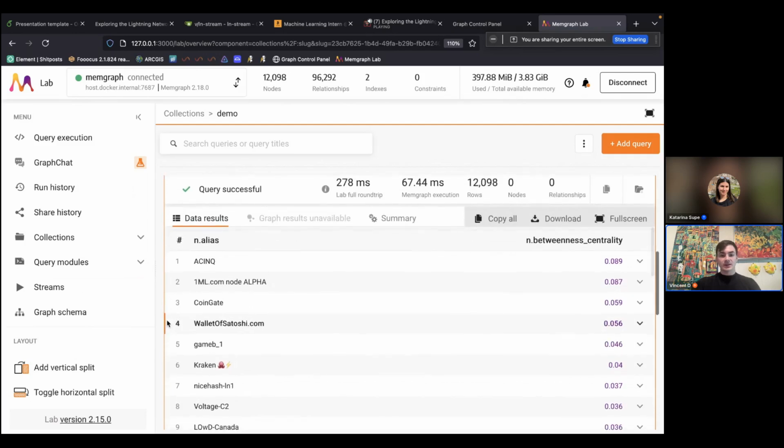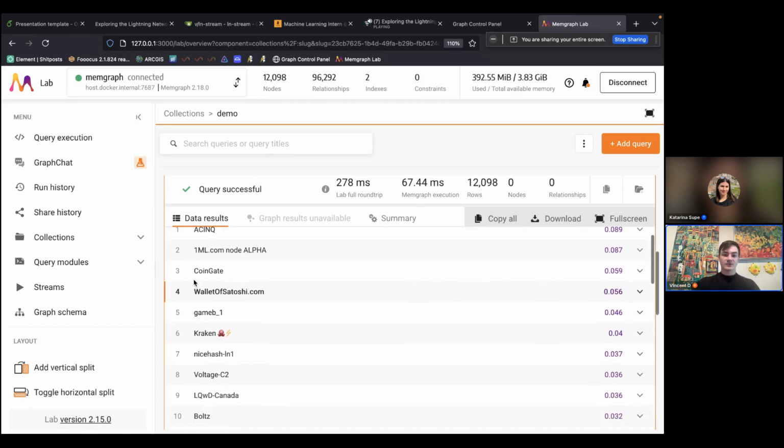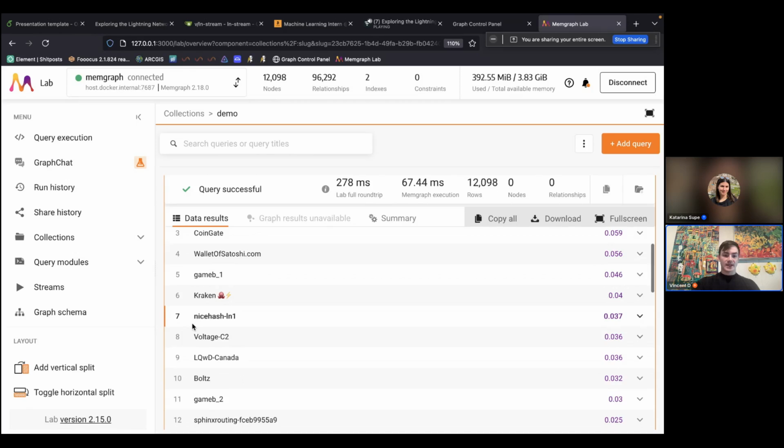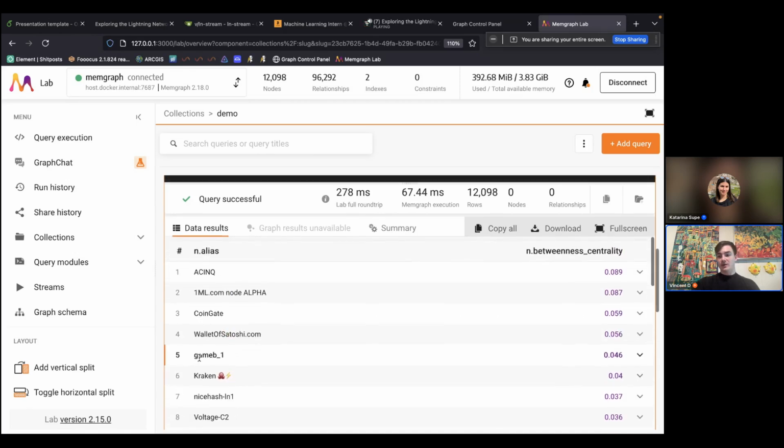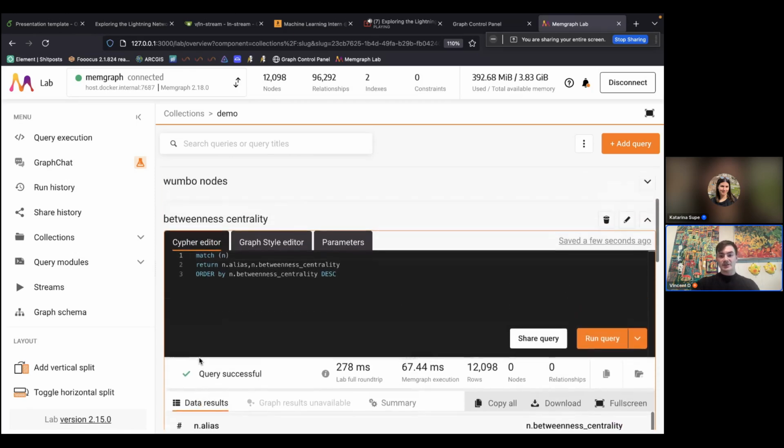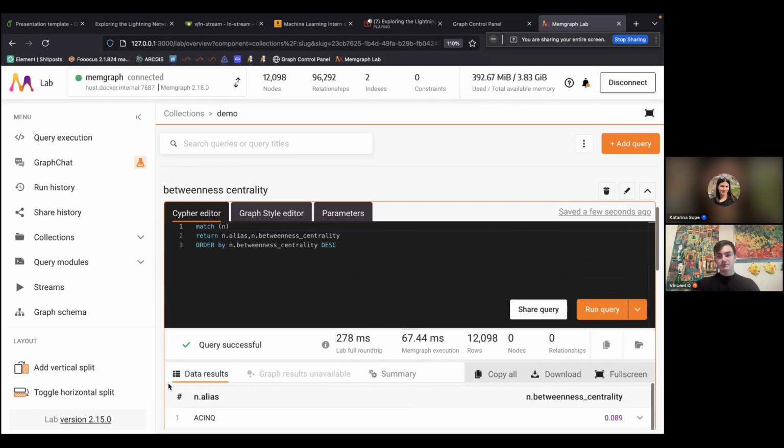But what you can see immediately is nodes like Async, which I mentioned before, has $30 million in capacity. They also have a high betweenness centrality. So if you were to take any random pair of nodes in the network, there's a 9% chance that the shortest path between them passes through this node. And so is the case for these other exchanges: CoinGate, Wallet of Satoshi, Kraken, NiceHash, Liquid. They all have high betweenness centrality. They're very central to the network. And that just helps you know who's important in the network when it comes to pathfinding.